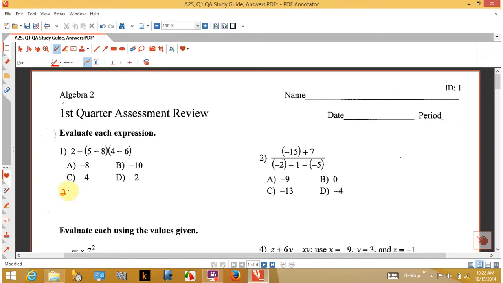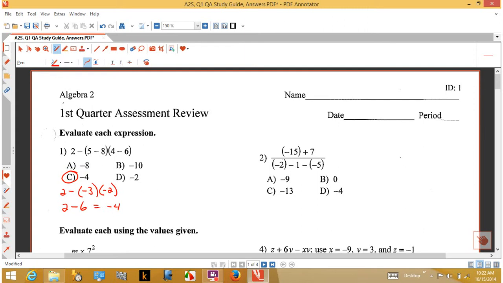So we're going to have 2 minus 5 minus 8 is a negative 3. 4 minus 6 is a negative 2. Now I need to do the multiplication next, not the subtraction. So negative 3 times a negative 2, that would be a positive 6. And so 2 minus 6, we would have that equal to a negative 4.